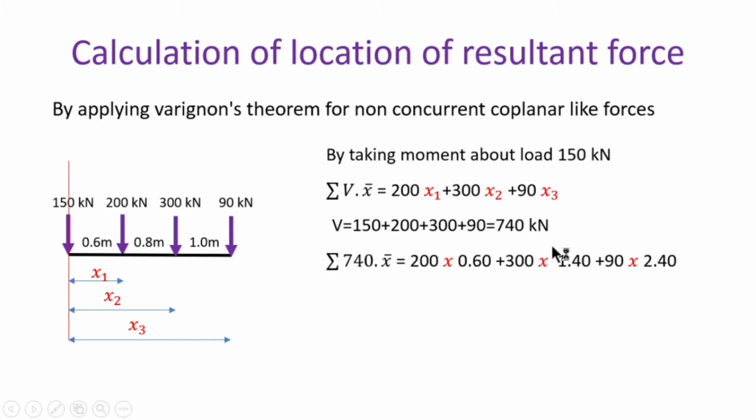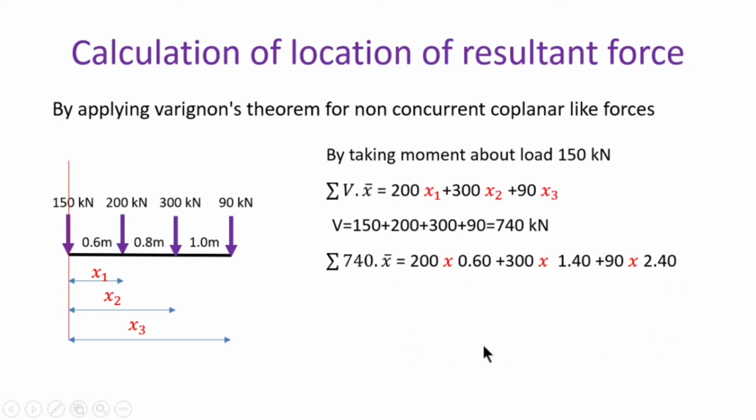So put this 740 into this formula. Summation V, 740, into x bar is equal to 200 into x1. Here x1 is 0.6. Then plus 300 into x2, where x2 is 0.8 plus 0.6, that is 1.4. Then plus 90 into x3. So x3 is equal to what? 0.6 plus 0.8 plus 1, that is 2.4.